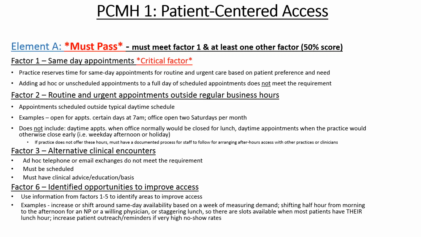Factor 6 is identifying opportunities to improve access. So that is looking at you analyzing, looking at information from the previous 5 factors to identify any area that can improve access. Some of the examples that you see down there is just increasing or shifting around same-day ability. Shifting, say, again, the office that I talked about, having after hours on a Monday until 6 o'clock. If they look at a week of measuring that, and after a few times, or from patient feedback, it seems as though if they did that on a Wednesday night, that would be better for whatever reason. So different ways of looking at that.